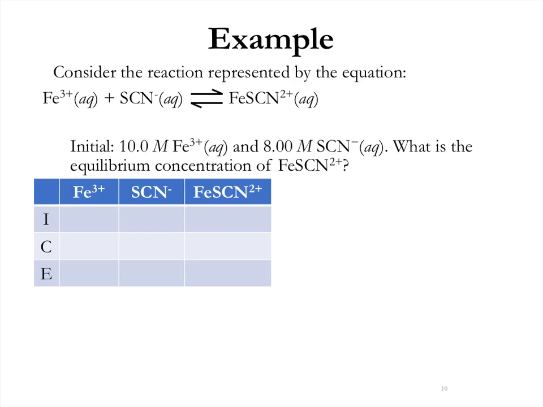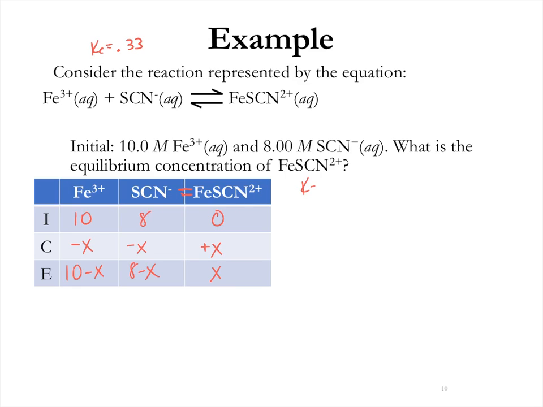So what we can do here now is look at another version of this problem where we already have K from the previous example. And we can use K to figure out the equilibrium concentration of the product. So we have an initial 10 and 8. We don't have any of that product. So we're looking at our quantities here. And we can substitute into our equilibrium expression.